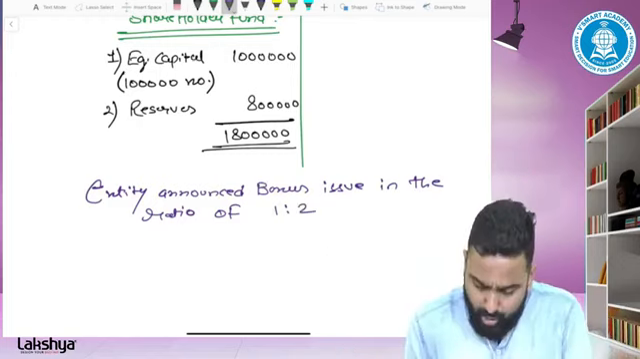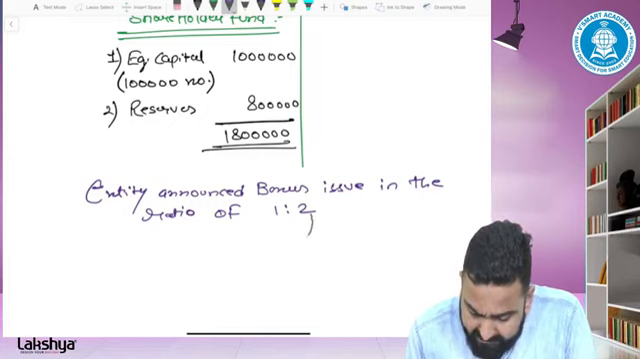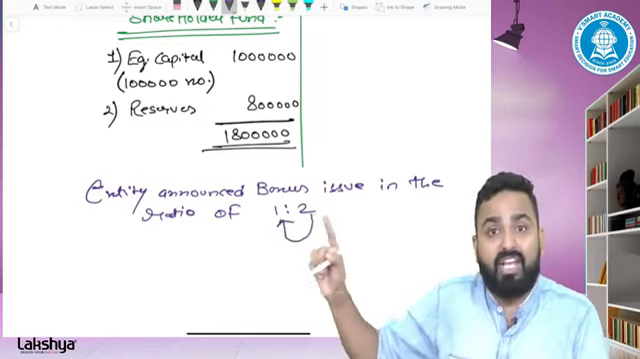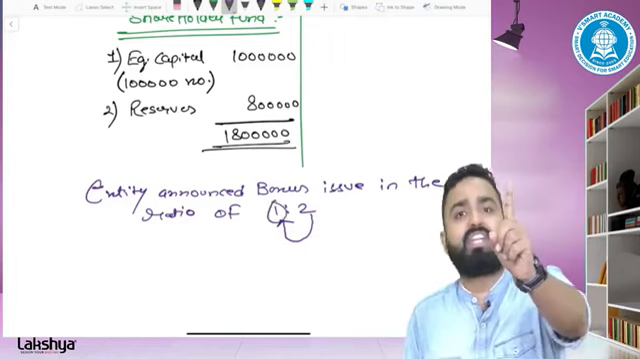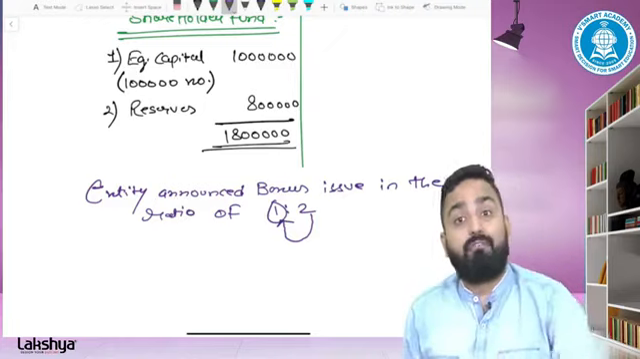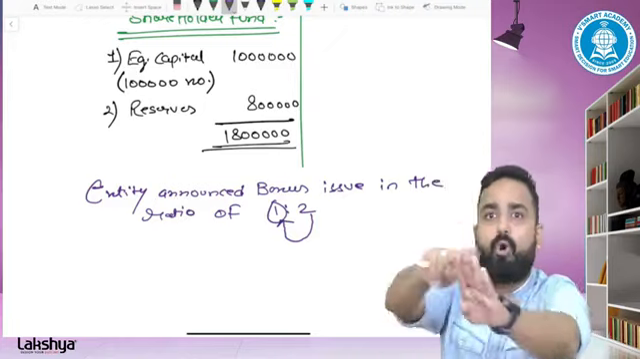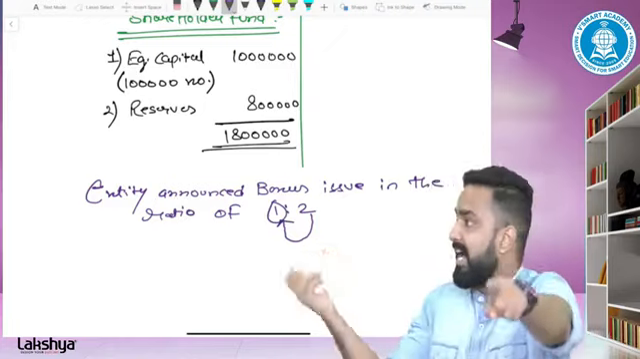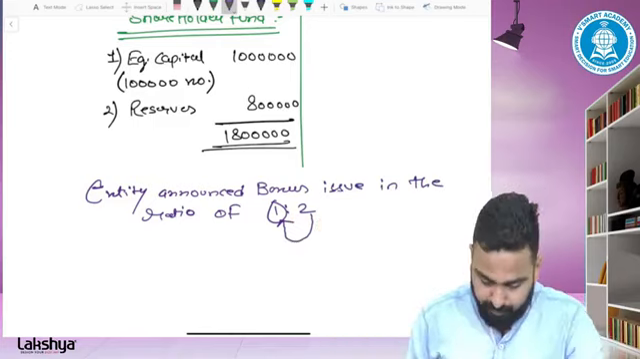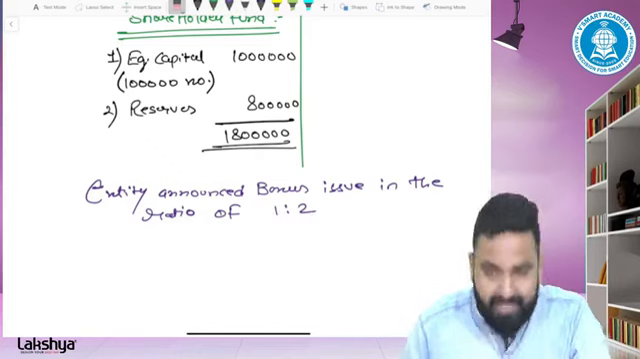What is this 1:2? 1:2 means for every two existing shares, you will get one new share. If you have 2 shares, I will give you 1 bonus. If you have 4 shares, I will give you 2 bonus. If you have 10 shares, I will give you 5 bonus. For every 2, you will get 1.